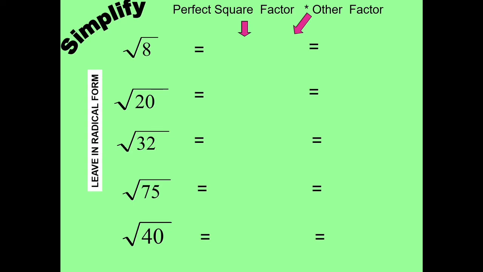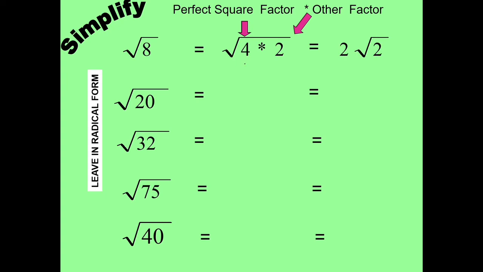Okay. Let's try this one. Perfect square factor, tapos yung other factor. Yan. The square root of 8 natin, pwede natin siyang i-evaluate as square root of 4 times 2, wherein 4 is a perfect square.